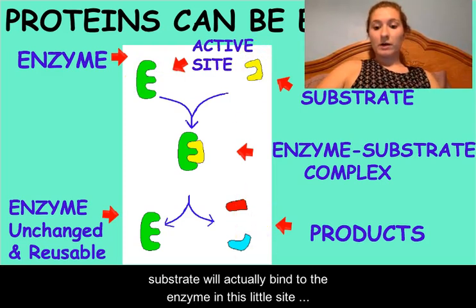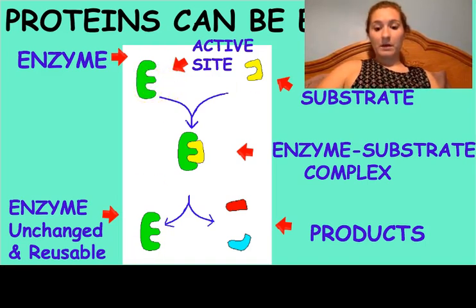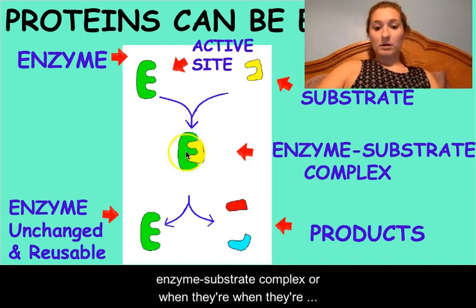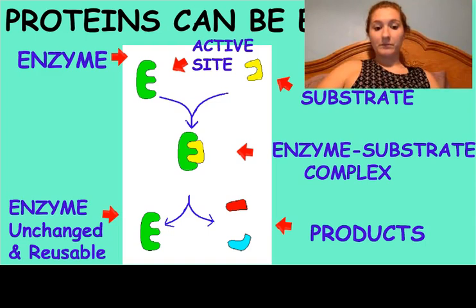The substrate will actually bind to the enzyme in this little site that's called an active site. So it will fit in that enzyme's site. When they bind together like this, this is called an enzyme substrate complex. When they're together like this, they form that type of complex during the reaction.